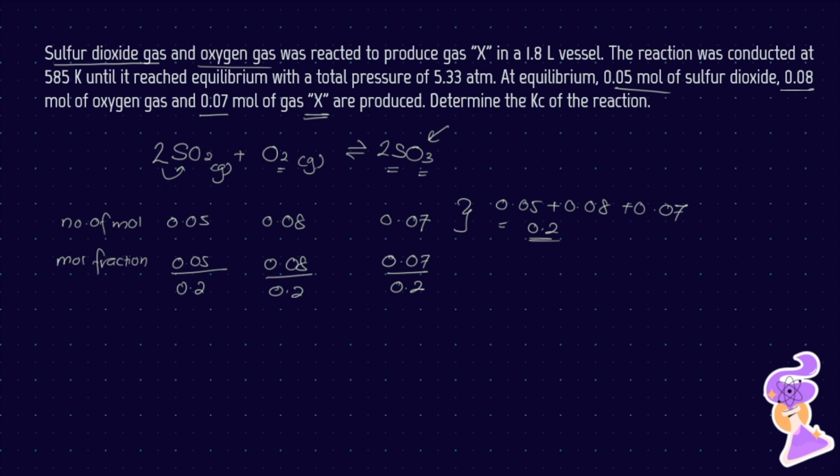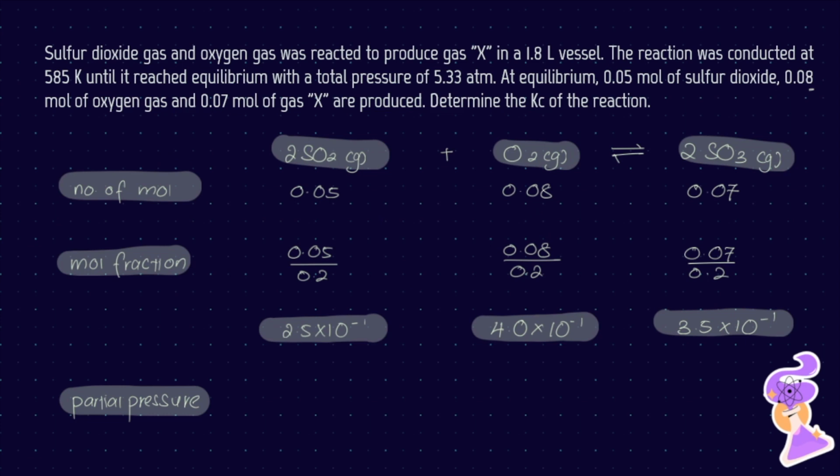So now you just have to press your calculator and you will get the mole fraction equivalent to 2.5 times 10 to the power of negative 1. So here is 4.0 times 10 to the power of negative 1, and the last one is 3.5 times 10 to the power of negative 1.